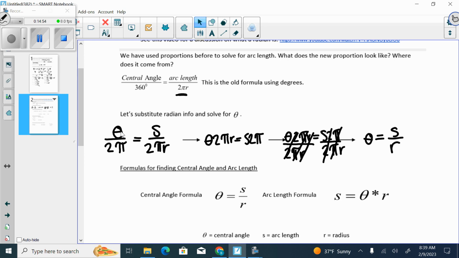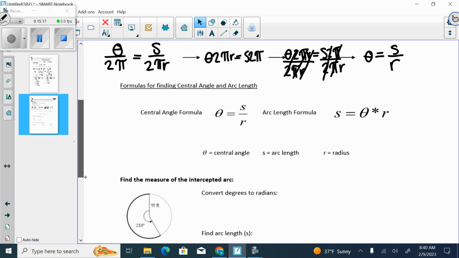So my proportion, as far as what changes about it from what we originally had, when we were measuring in degrees, it was central angle over 360. But now, since we're measuring in radians, it'll be theta over 2 pi, since 2 pi is equivalent to 360 degrees in radians. Okay?